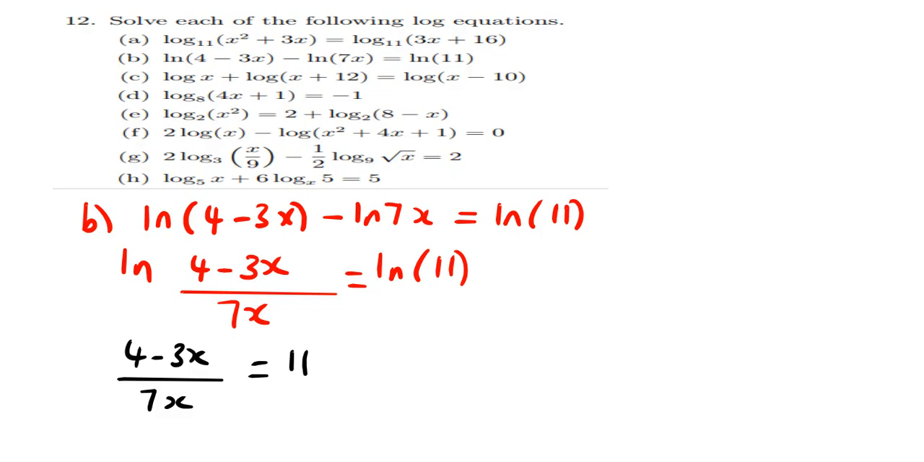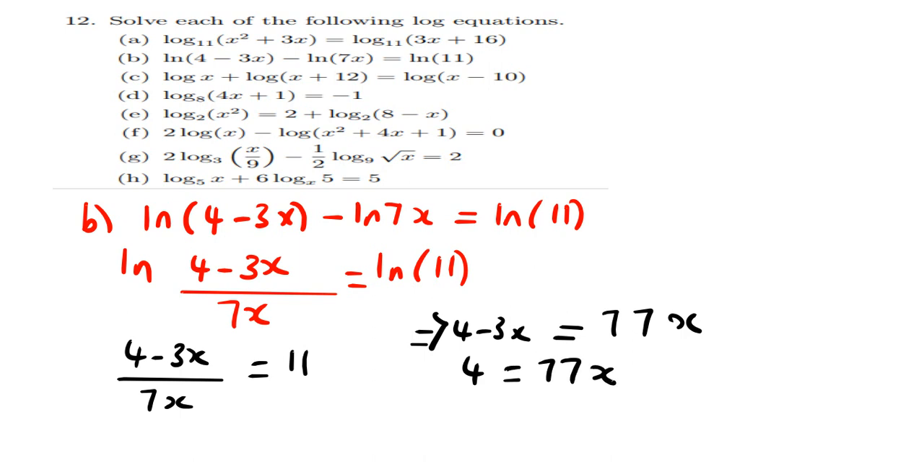Then we solve. We can cross multiply. If we cross multiply, I'm going to have 4 minus 3x is equal to 7x multiplied by 11, that is 77x. Now what do I do for me to remain with x? I can say 4 is equal to 77x, plus 3x when it goes on the other side. So 4 is equal to 77x plus 3x, that is 80x.